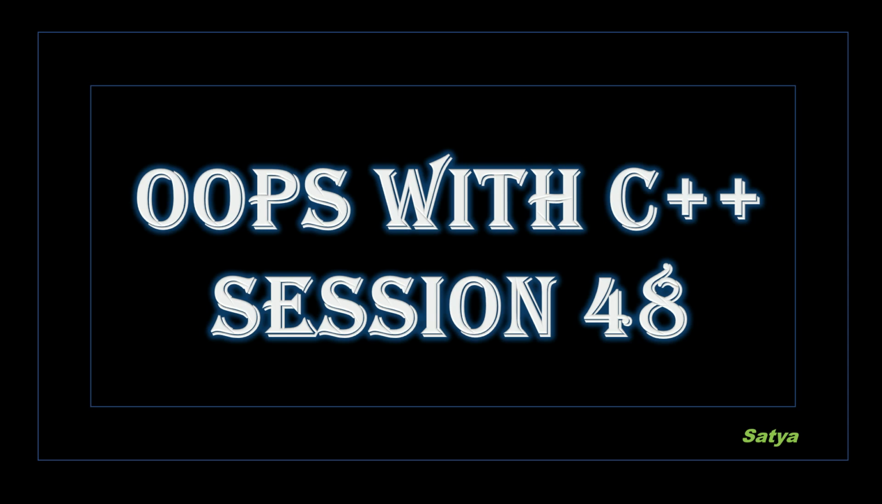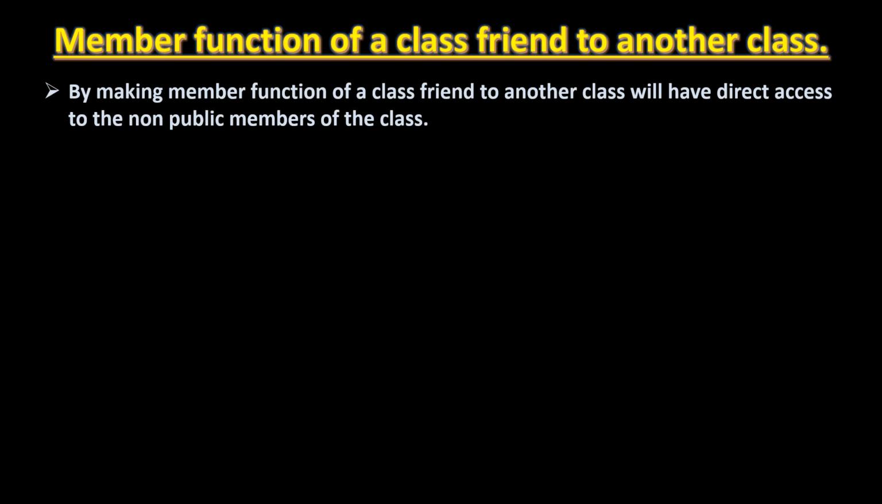In the previous section, we already discussed how to use non-public members of one class in global functions. We made a global function a friend to another class, and then started using the non-public members of that class. In the same way, we can make a member function of a class a friend to another class also. By making member functions of a class friend to another class, they will have direct access to the non-public members of the class.